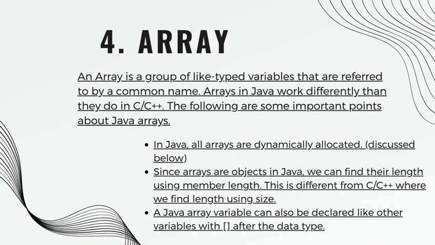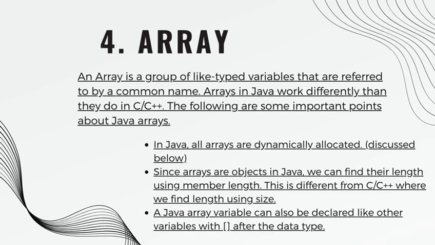Array. An array is a group of like-type variables that are referred to by a common name. In Java, arrays work differently than in C++. In Java, all arrays are dynamically allocated. Since an array is an object in Java, we can find their length using the member length.